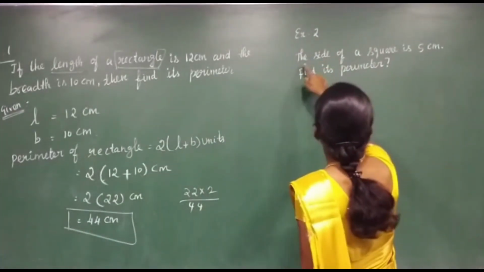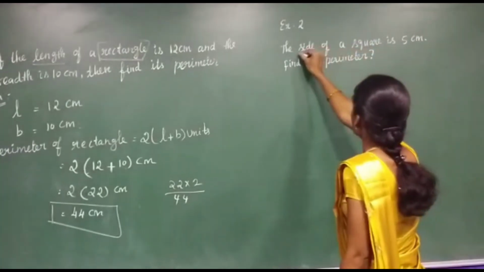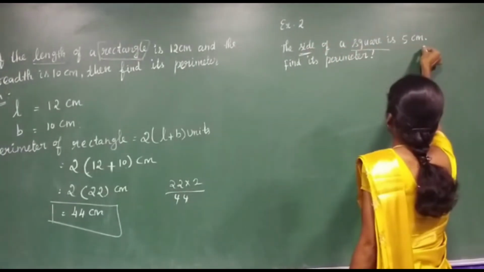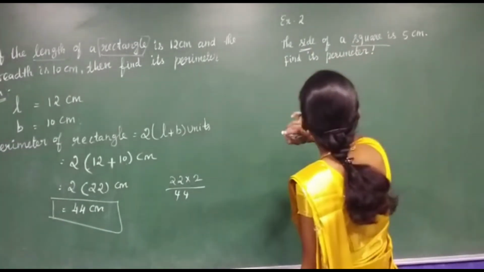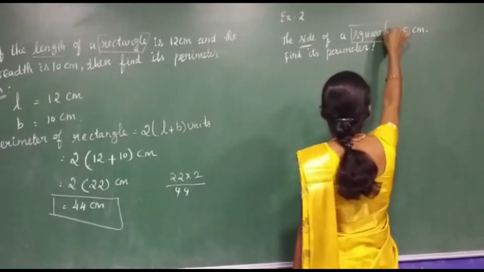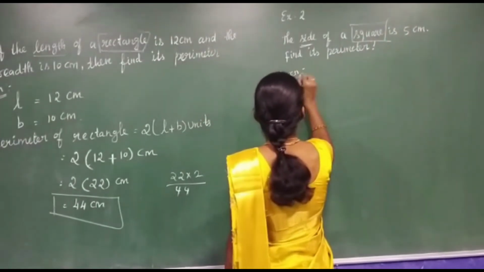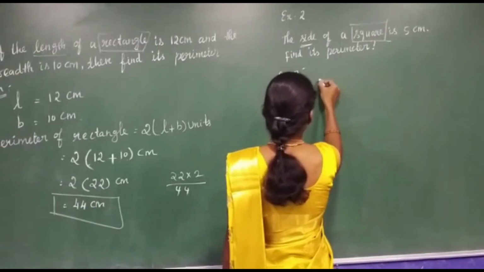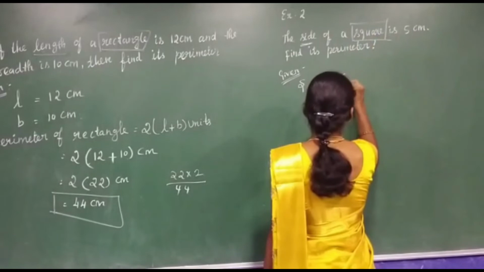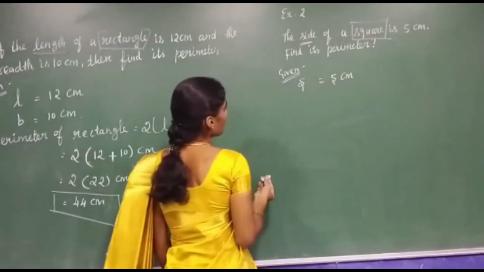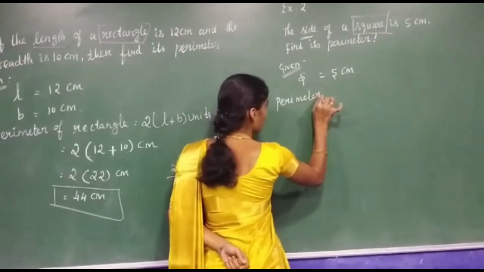See example 2. The side of a square is 5 centimeter. Then find its perimeter. Which perimeter we want to calculate? Yes, the perimeter of the square. First, the side value is given. The side is how much? 5 centimeter. Now we want to calculate the perimeter of the square.